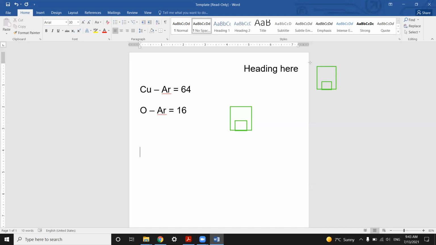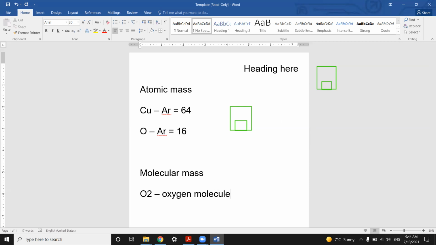Cool. Then you can start getting more complicated, and you can start talking about molecular mass. Now when you hear molecular mass, you think molecule. The top one that we did, this first example here, was just atomic mass. Now we're going to think of molecular mass. So now when I say O2, I'm not thinking of an oxygen atom, I'm thinking of an oxygen molecule. And in this case, oxygen's molecule is 2 oxygen atoms.